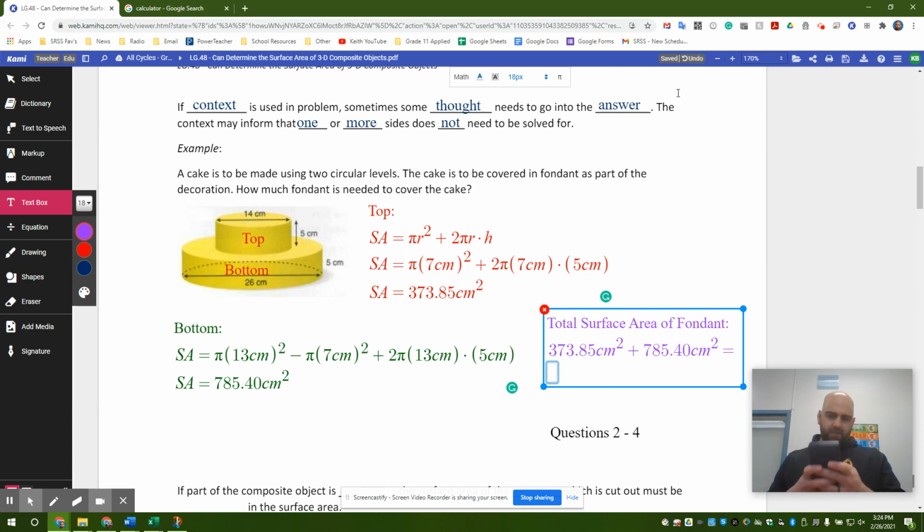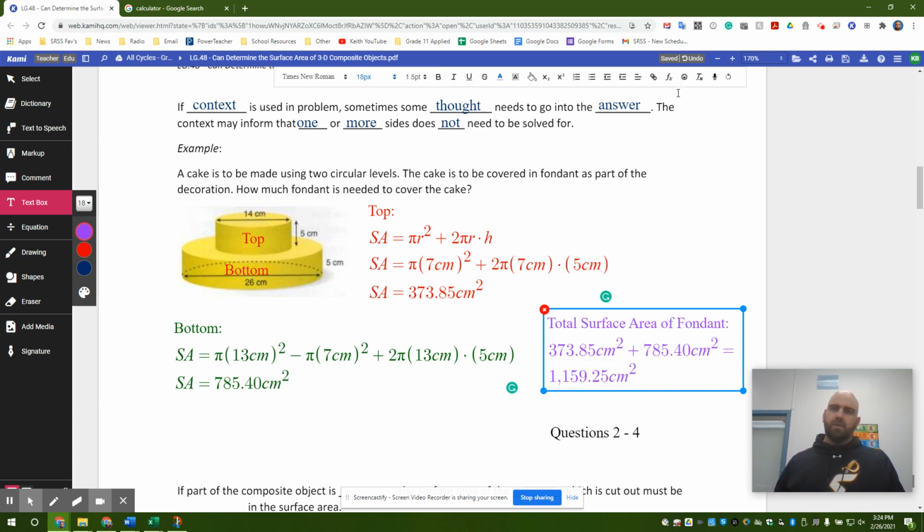Now again, I'm using my own calculator here. 1,159.25 centimeters squared. And I will put a comma right there, so it's in the thousands. So this would be the total area of fondant: 1,159.25 centimeters squared, and that would be how we solve for it.